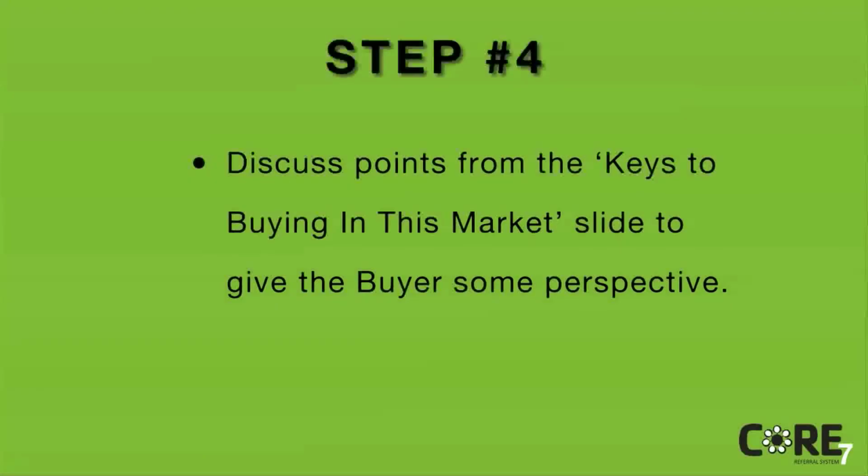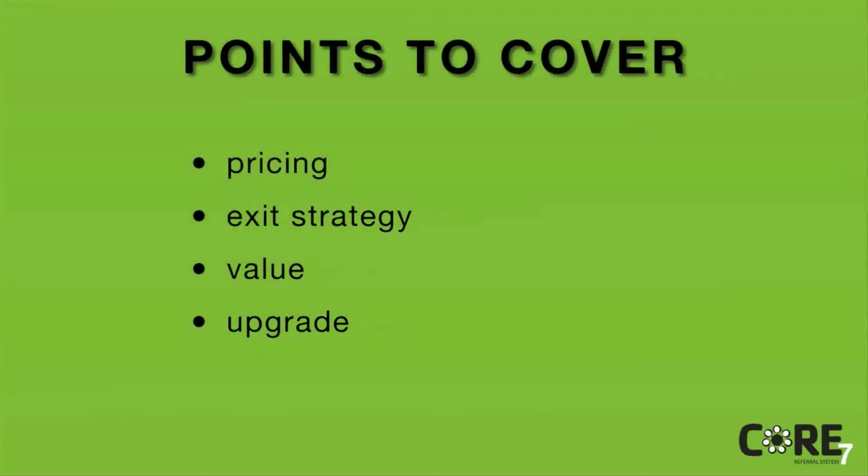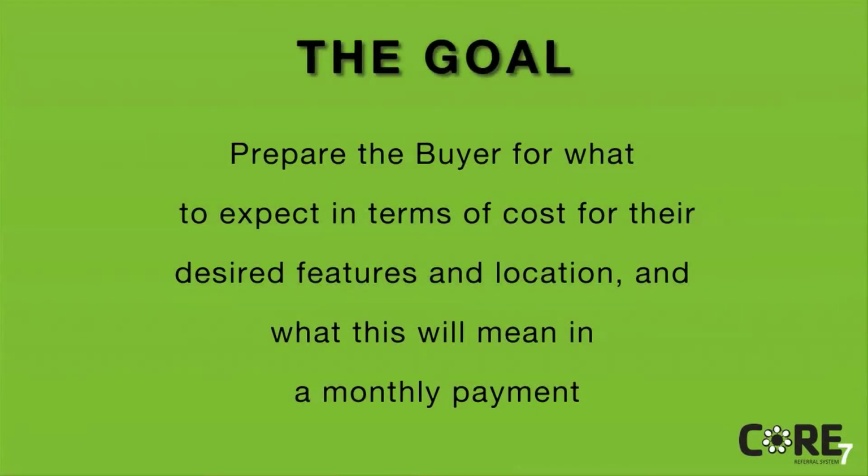Before moving on to the next stage of the meeting, discuss the keys to buying in this market to give the buyer some perspective. As shown on the PowerPoint slide, there are 4 topics to cover: pricing, exit strategy, value, and upgrade. In discussing price, the goal is to prepare the buyer for what to expect in terms of the cost for the features and location they want, and what that will mean in terms of a monthly payment.